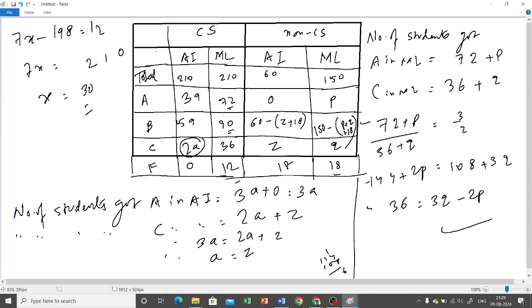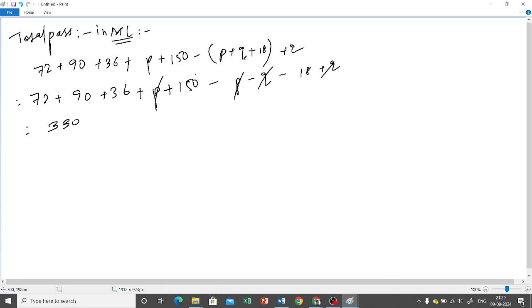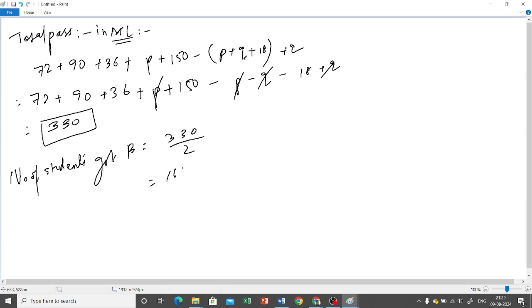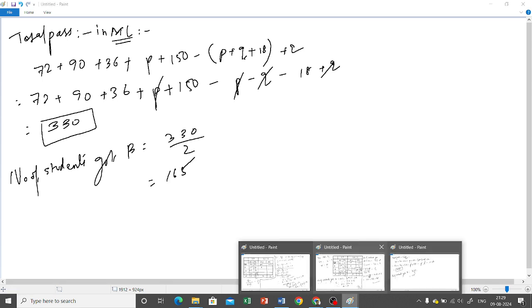72 plus 90 plus 36 plus p plus 150 minus bracket p plus q plus 18 plus q. Okay, so that is what I did, all got cancelled out, I got 330. Now 50% of this got B, so number of students who got B is how much? 50% of this, that is 165. See how the values are coming slowly, 165.